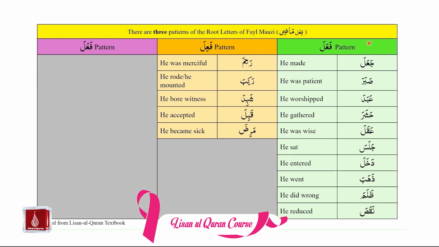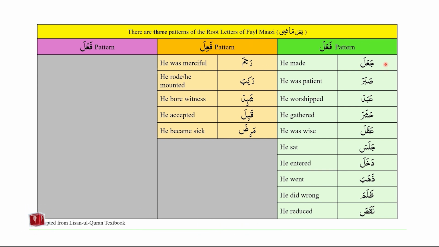We have some additional examples on the fa'ala pattern and fa'ila pattern. Ja'ala, he made. Swabara, he was patient. Abada, he worshipped. Hashara, he gathered. Aqala, he was wise. Jalasa, he sat. Dakhala, he entered. Zahaba, he went. Zwalama, he did wrong. Naqasa, he reduced.